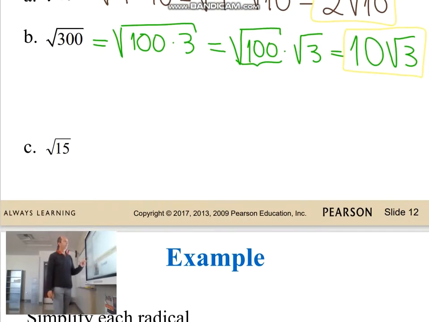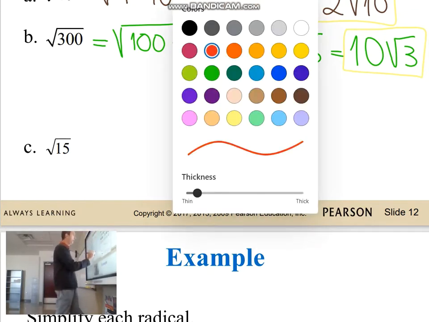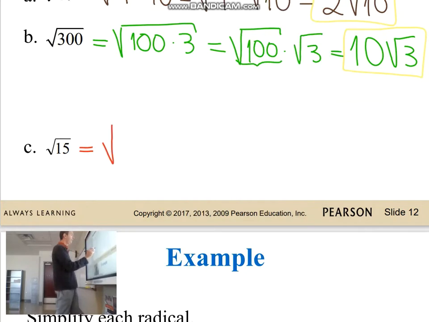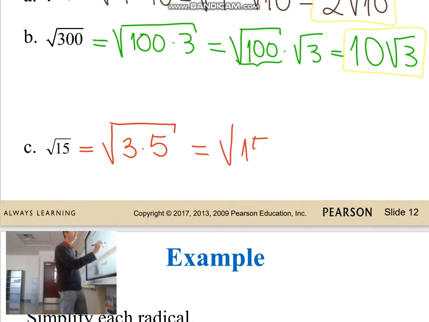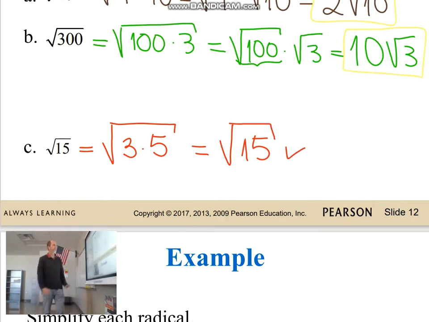And there's also example letter C. Now think about it. 15, can we break it down into any number that is a perfect square to be able to simplify? Well, let's break this into the prime numbers, and 15 is 3 times 5. That means this is the most that we can break down 15 into, and there are no perfect squares. We cannot simplify it. So it's already simplified. This is the simplest way we can represent the square root of 15.